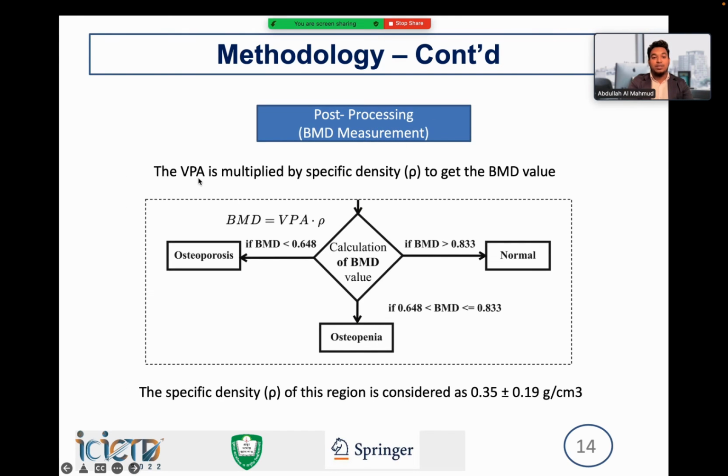BMD measurement. The VPA is multiplied by a specific density called rho to get the BMD value, and once we get the BMD value, we can calculate the BMD score, and upon the BMD score, we can decide whether the bone has osteoporosis or osteopenia, or it is a normal bone.